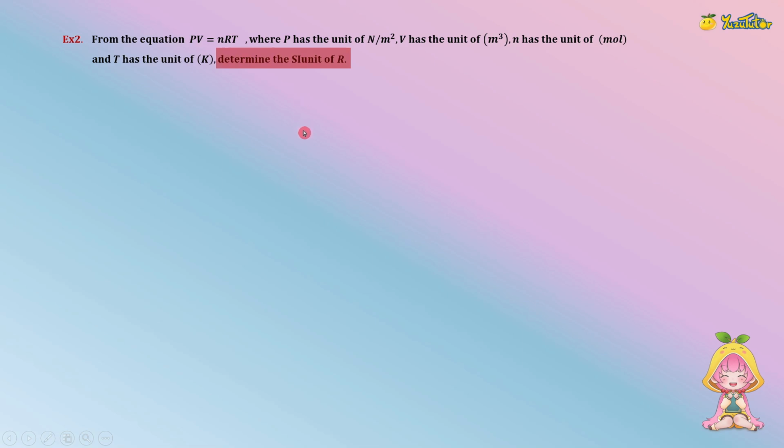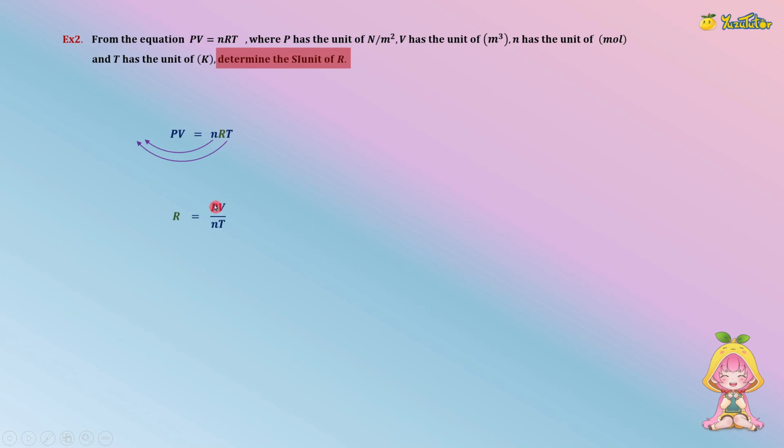Okay, so let's start from the equation PV equals nRT. To isolate R, let's move N and T to the left side. So we get R equals PV over NT. Next, substitute each variable with its SI unit.